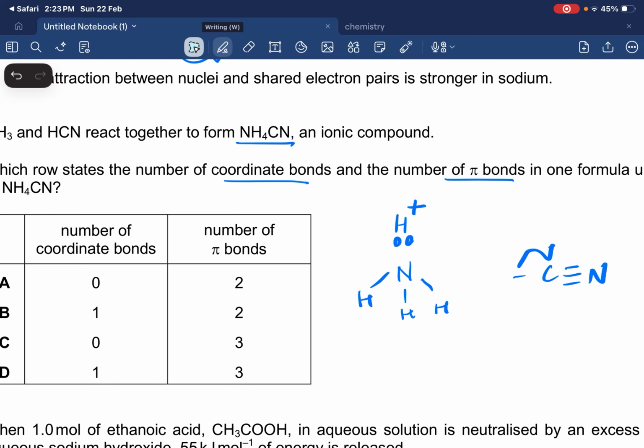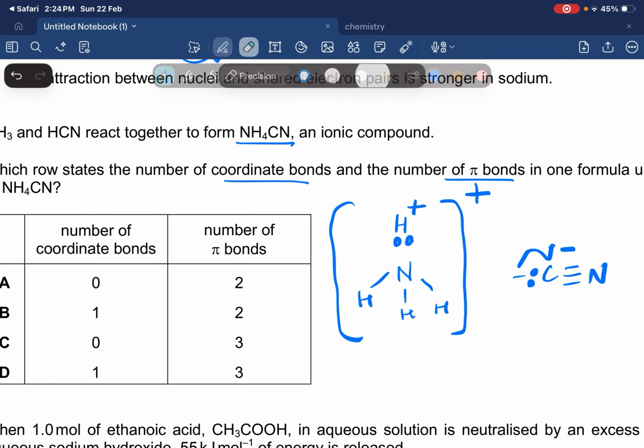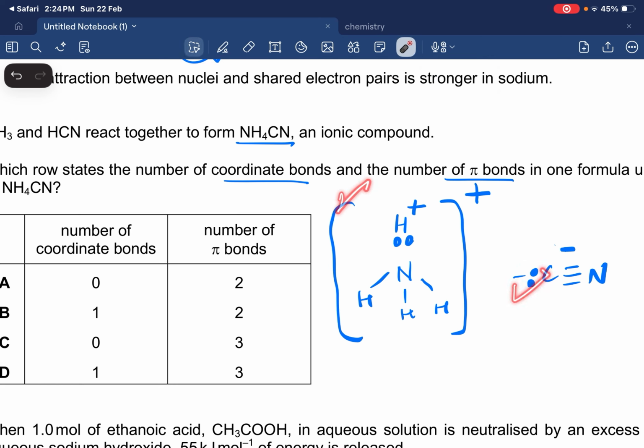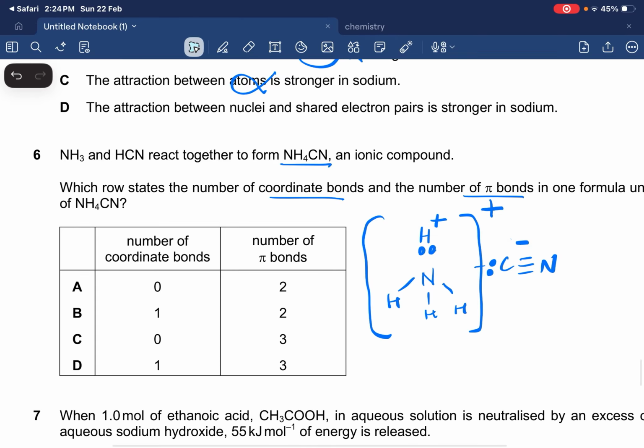And now since this part has made a dative bond, and we have a positively charged species over here, this entire thing is going to get a positive charge. And since hydrogen gave its electrons to this carbon, there's going to be a negative charge on this nitrile part. Now what's going to happen? We have a positive and a negative species. So there's going to be what kind of bonding? Ionic bonding between them. So number of coordinate bonds, we only have one coordinate bond over here.